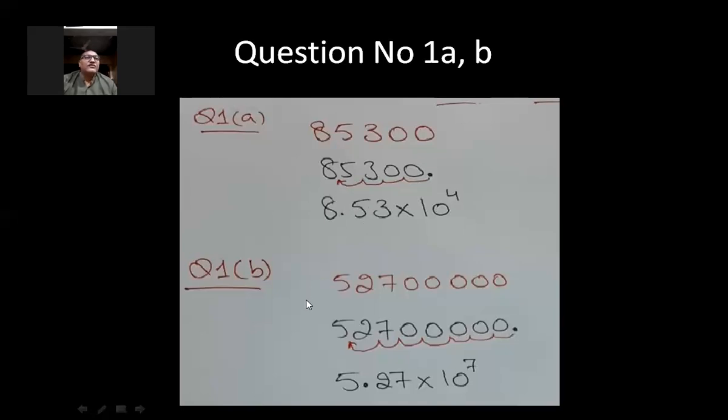So this is called the standard form. Okay, so the next question is 5270000. We have to convert this into the standard form. Its decimal is here. It should come here: 1, 2, 3, 4, 5, 6, 7. You moved the decimal 7 steps to the left, so it will be 5.27 into 10 raised to power 7. We call it 5.27 expo 7 because you moved 7 steps to the left, so the power will be plus 7.